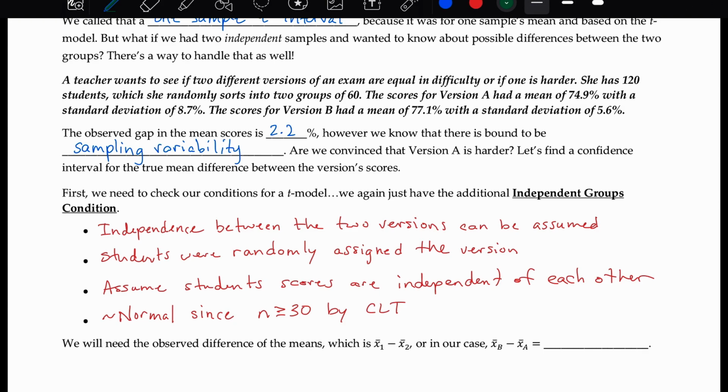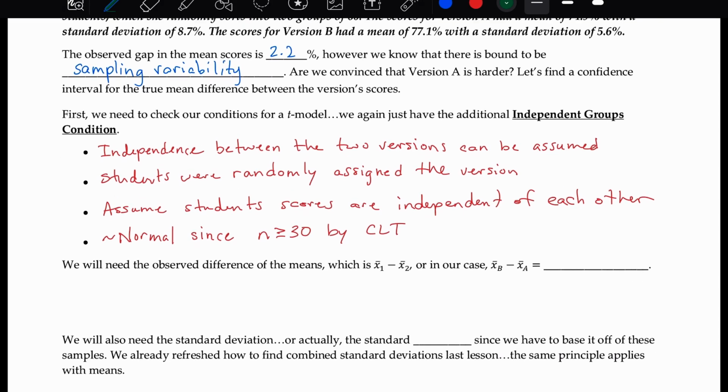And I think it's safe to assume independence here. That's not any scores are going to be sort of different in affecting each other. So the scores are independent of each other. And the central limit theorem comes to the rescue here because our sample size is larger than 30, so we can assume normality.